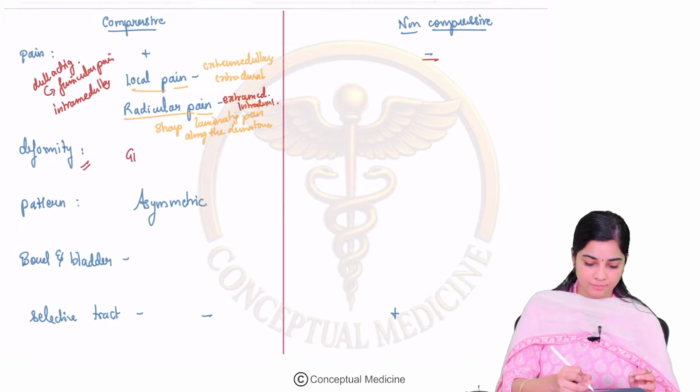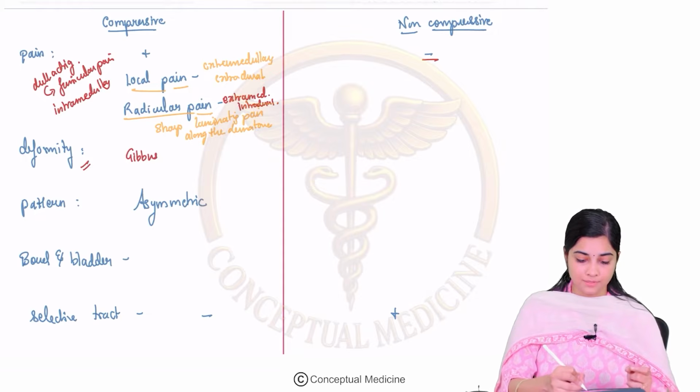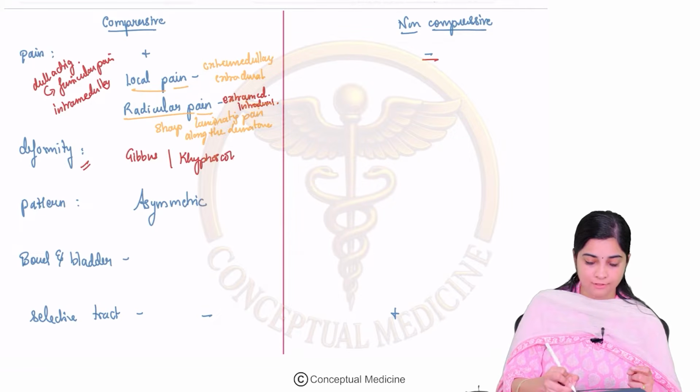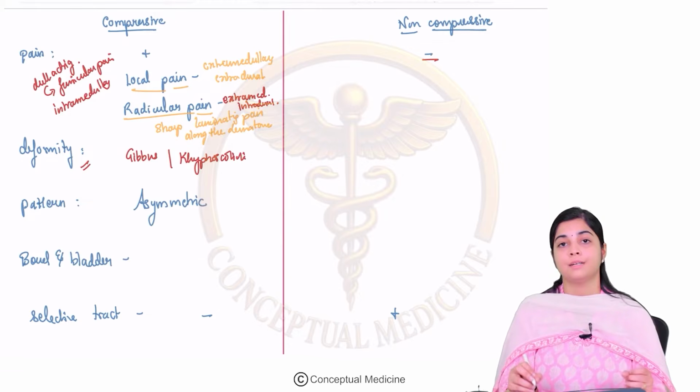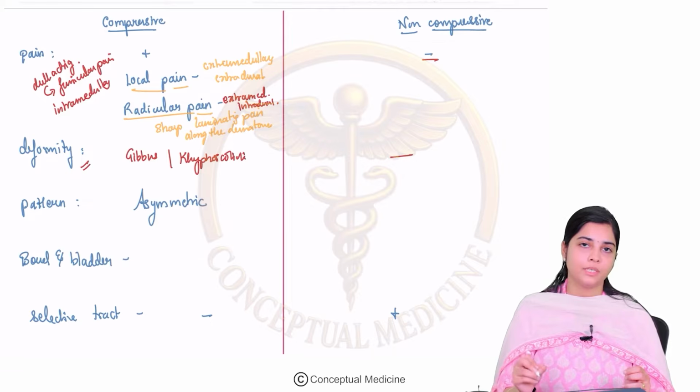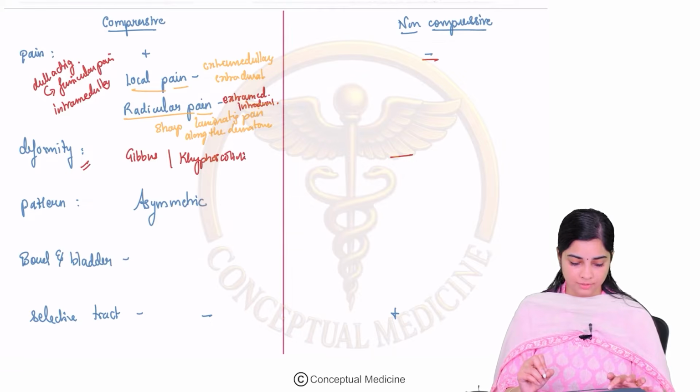Deformity like a gibbous or a kyphoscoliosis. Okay, these kind of vertebral deformities are seen in compressive myelopathy. Gibbous is seen in TB spine. You do not have deformities in non-compressive myelopathy.